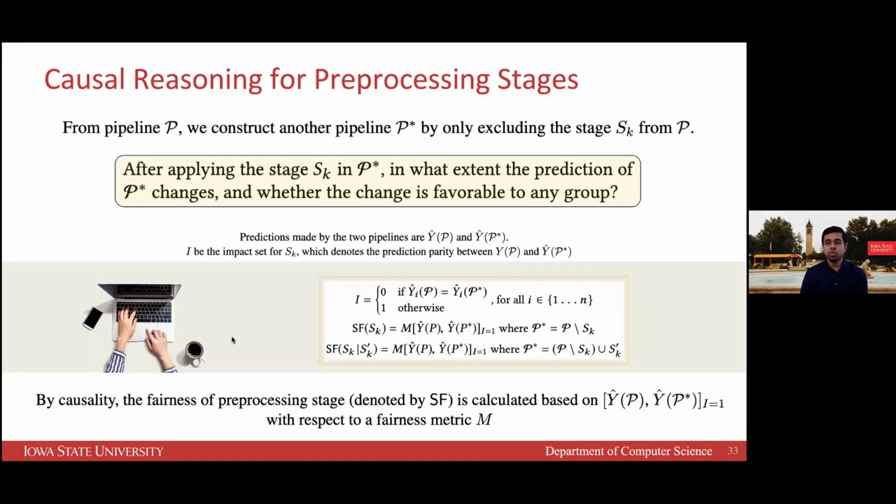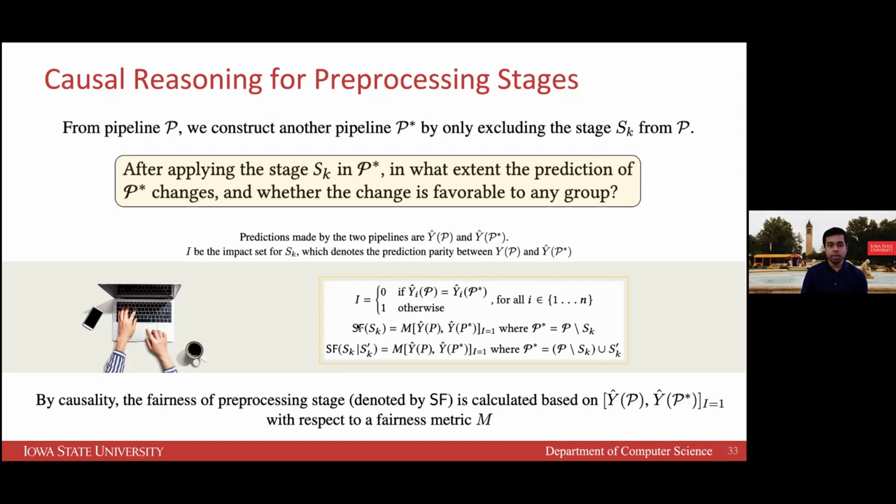And our formulation looks like this. We create an alternative pipeline P star from a given pipeline P by removing the pre-processing stage that is under consideration. In some cases, a stage cannot be removed. In that case, we replace it with some base stage. If we have the predictions made by the pipeline P and P star, which are Y cap, and then we look at the discrepancy between the Y cap and Y cap P star, then we get this impact set I, which basically tells the impact of the pre-processing stage.